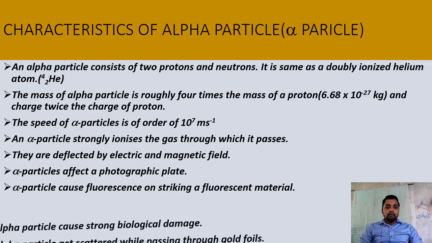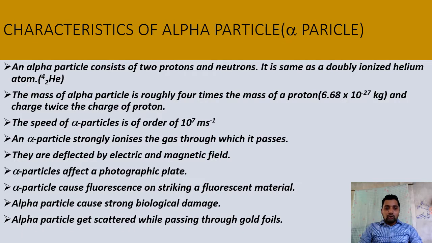Alpha particles also cause strong biological damage. When an alpha particle hits human or animal skin, it has a harmful effect on the body, but because its penetrating power is low, it can only affect the upper surface of the body. And alpha particles get scattered when passed through gold foil.